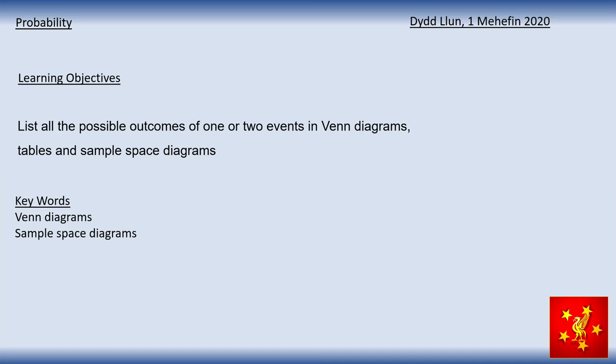Okay, so we're going to look at some probability again. This time we're going to look at the possibility of placing events in Venn diagrams and using sample space diagrams. So click pause, write your lesson objectives down, dates in Welsh, and then we move on.